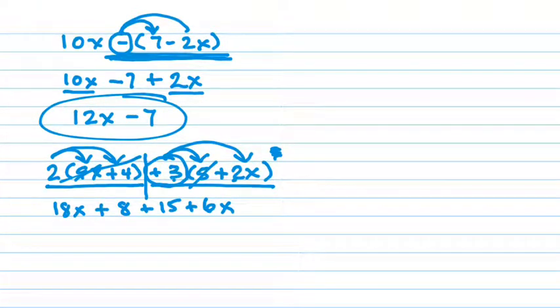Okay? Now, done? No. Why not? I have some like terms. First term is an 18x. That's an x term. Do I have any more x terms? Come on. Plus 6x. There you go. So what's 18x's plus 6x's going to make? Positive 24x's.